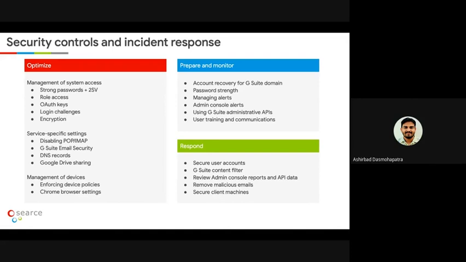To respond to this, we can already cover this part: key user account, how we can secure the user account. And G Suite content filter is also possible. We can manage what content we want to filter out, or what content we need to block. Admin console review report API is already covered. And removing malicious email, we have already seen.